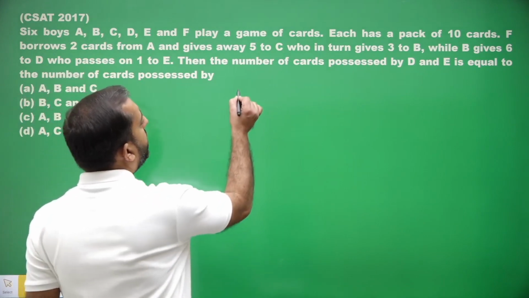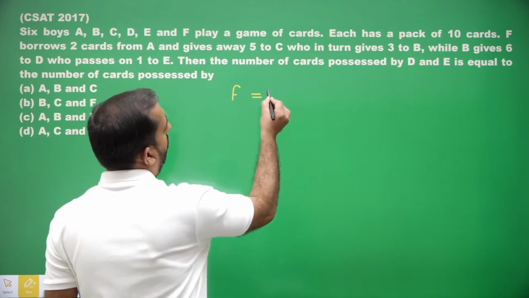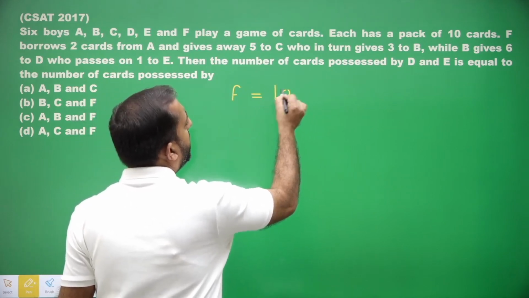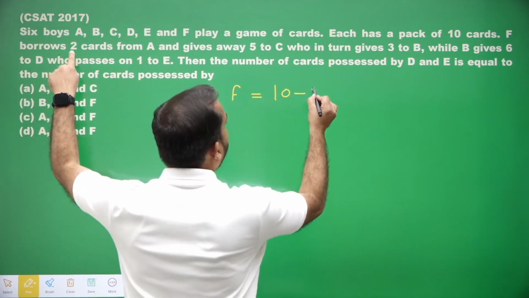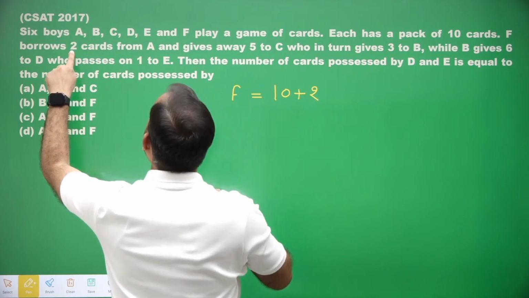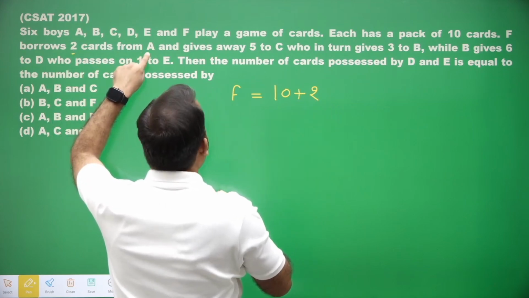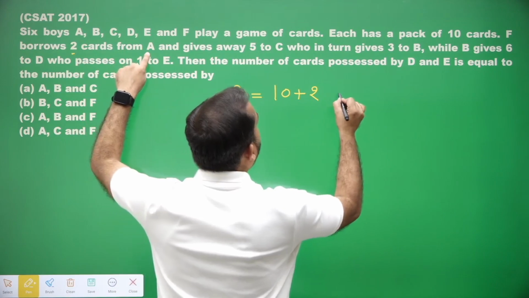F borrows 2 cards from A. So what has F done? F already has 10 cards with him. So what has he done? He borrowed 2 cards from A and gives 5 cards to C.